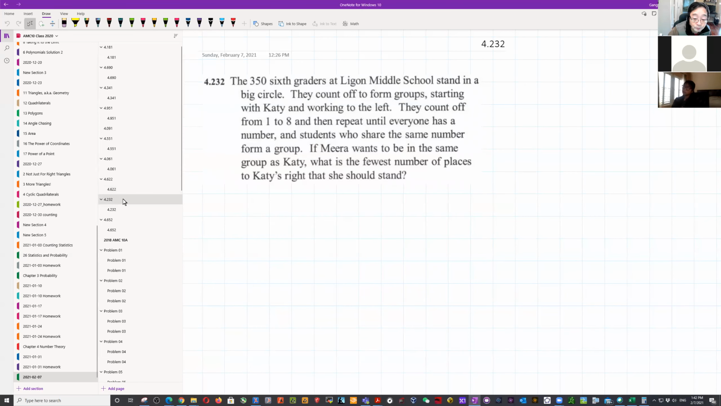And so this problem is about the 356 graders, in a big circle.